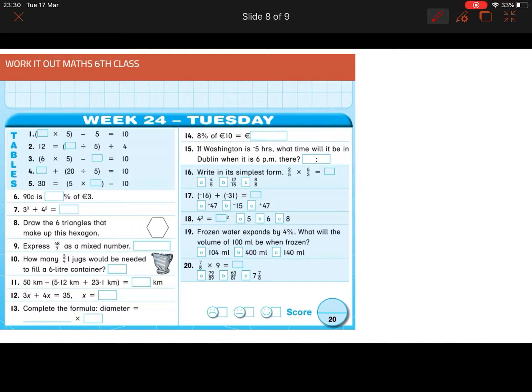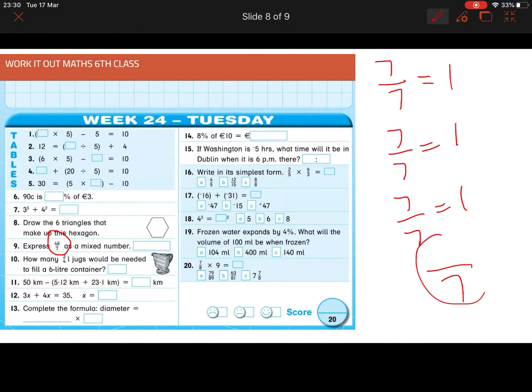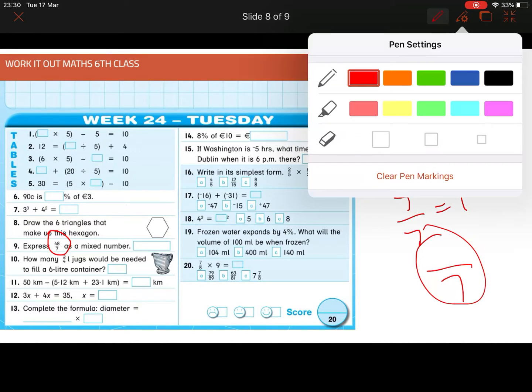Number 9, express this improper fraction as a mixed number. So we're going to count up in sevens. Remember, in one whole we have 7 sevens. So there's 7 sevens, another 7 sevens. So that's 7, 14, 21, and keep going up until you get very close to that, and then you'll know how many you have left over. Okay, so it's 7 into 48. That'll give you how many wholes you have, and then the number that you've left over will be over 7 to give you your fraction.